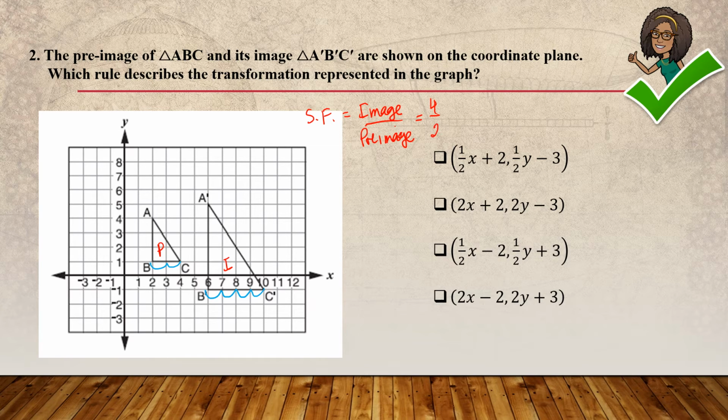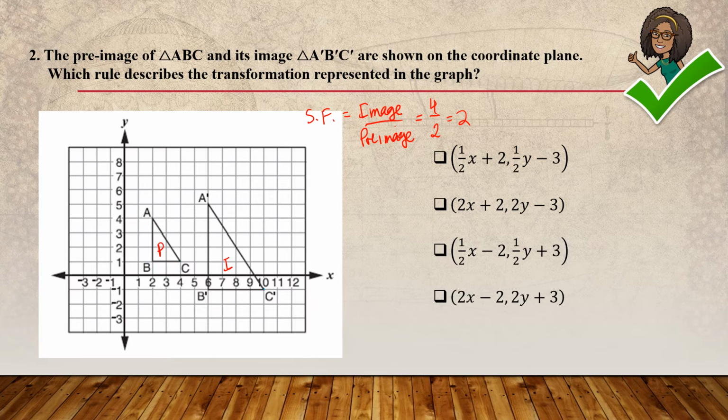So we got 2, and 4 divided by 2 gives me 2. If you want to check the other sides just to be sure, you can. So side A prime B prime is 1, 2, 3, 4, 5, 6. Side AB is 1, 2, 3. So 3 divided by 6 gives me 2. So we know that our scale factor is 2.